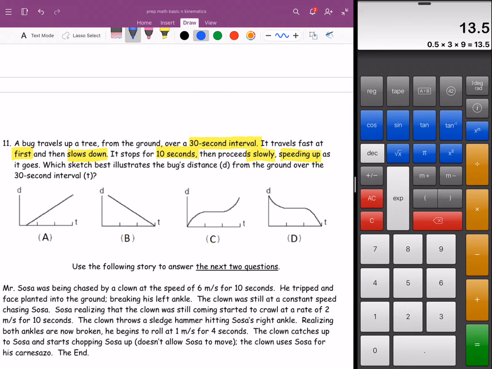So basically, the bug first goes fast. Starts to slow down, so the slope's not as strong. And then stops, which means you have no slope. And then proceeds to go slowly. And then it starts to go faster.